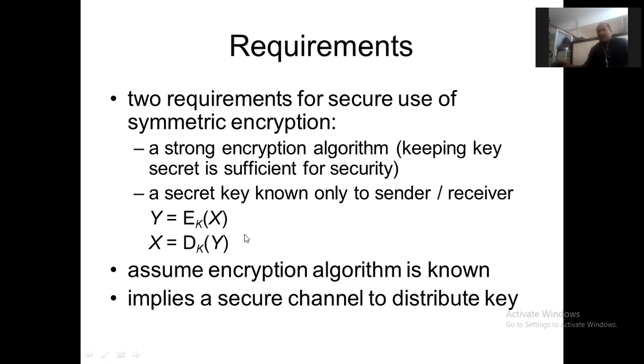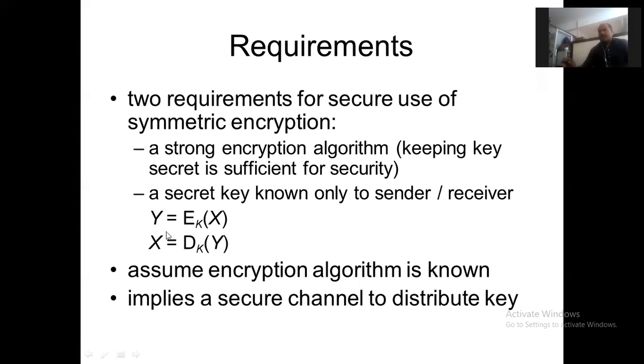And now you come to the second equation. So what is the second equation here? The second equation is that x is equal to D_k of y here. This equation is the exact reverse of the first equation. So the capital X is equal to D_k of y. So what is the x here? The x is nothing but the plain text.